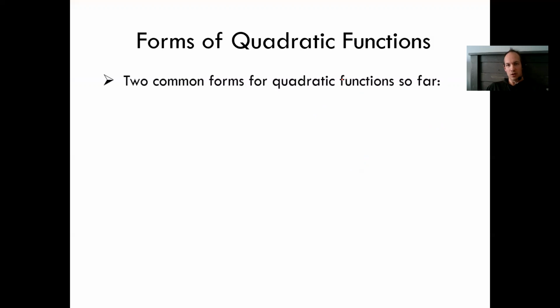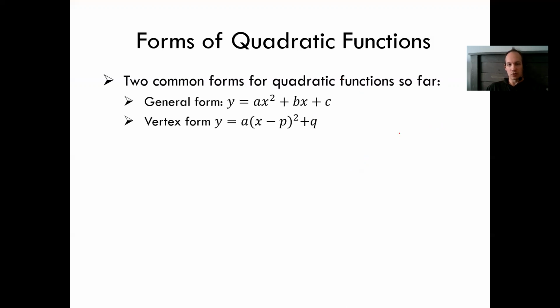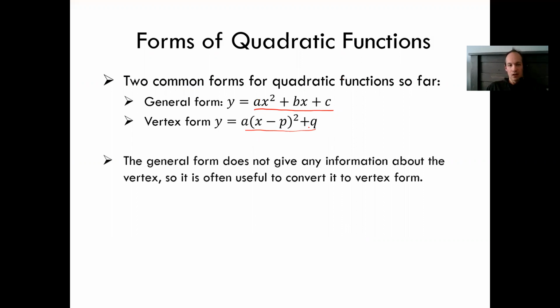Forms of quadratic functions, the two common ones you've seen so far, just as a quick recap. General form looks like this, ax squared plus bx plus c. Vertex form looks like this. The whole deal with the general form is it doesn't give any information about the vertex. It tells you some nice things, but it doesn't tell you anything about where the vertex is. So it's going to be really handy to convert it to vertex form. And you're going to want to do this most of the time when you're graphing.